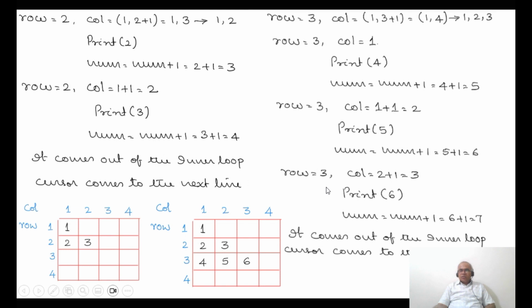So then it again goes back. 3 plus 1 it becomes 4. Is 4 within 4? No. It comes out of the inner loop, and the cursor is here now. So once it comes out of the inner loop, the print is in the row group, so it goes to the next row, which is the fourth row.